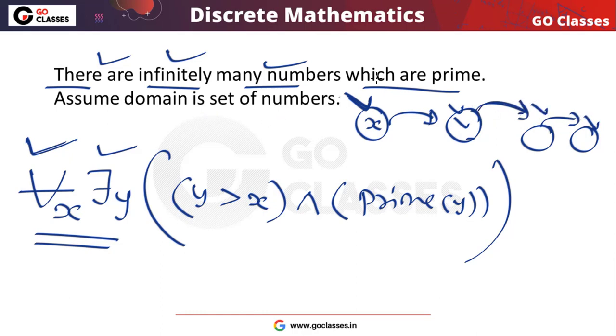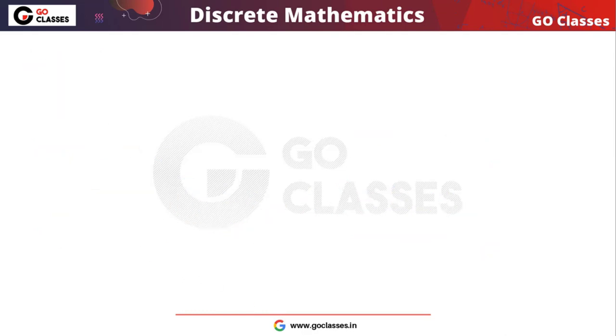So then we can say that there are infinitely many prime numbers. So for all x, there should exist a y such that y is greater than x, and y should be a prime number. So this is how we can write this statement.